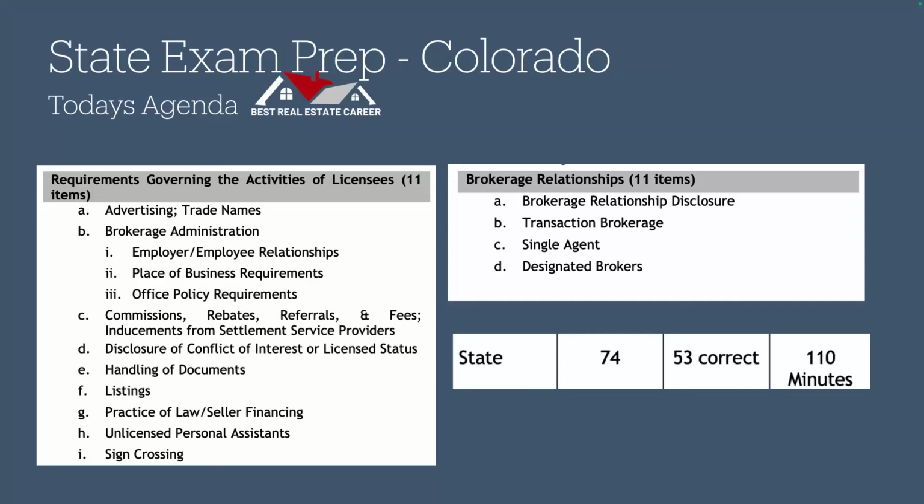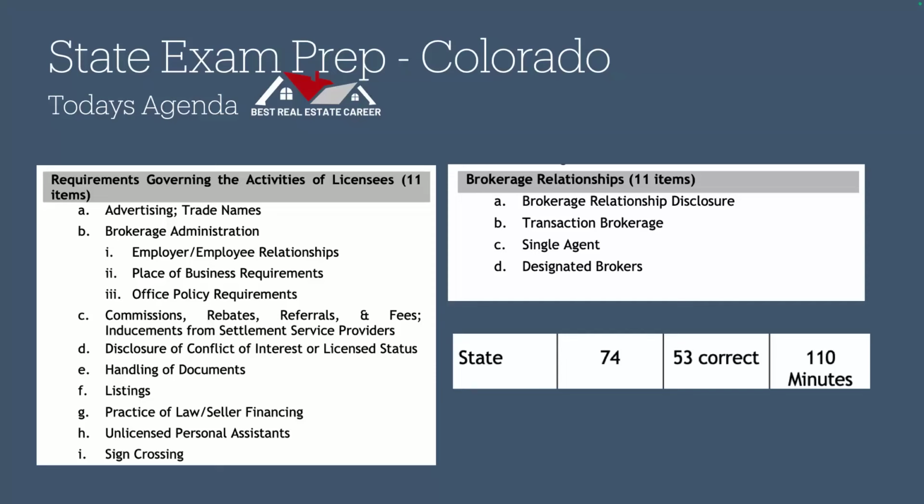Commissions, I really think it's going to be around settlement service providers and ABAs and how you're going to have to go forward and make sure it's in writing at the place before it happens. And it's perfectly legal. Perfectly legal. You just have to make sure it's in writing and that they understand. And then your brokerage administration, the office policy. I think you're going to get the office policy. You're also going to have to get the resides in Colorado. I think that's going to be absolutely a test question for you.